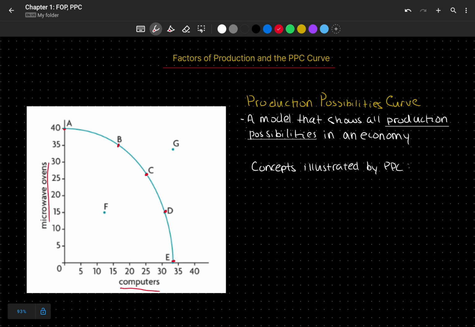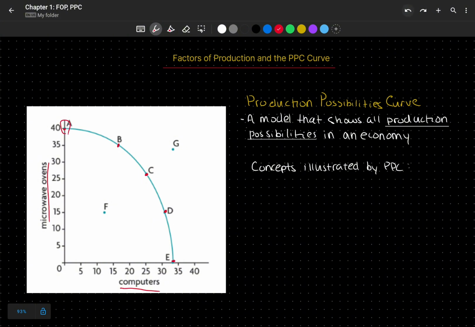So when that is the case, we can produce at a point on the PPC. We can choose to produce 0 computers and 40 microwave ovens. We can produce 33 computers and 0 microwave ovens. We can produce 25 and 25 of each. So only when the economy is at maximum efficiency can we produce on the curve.